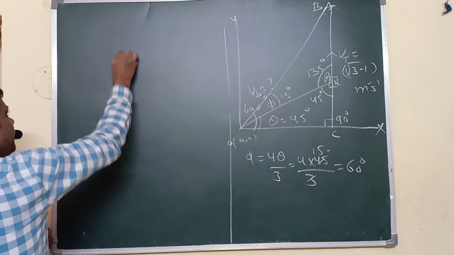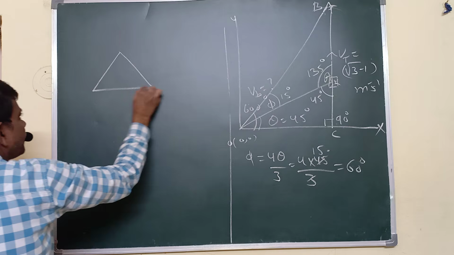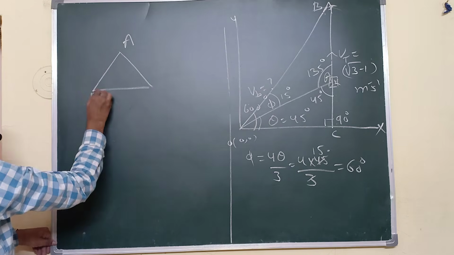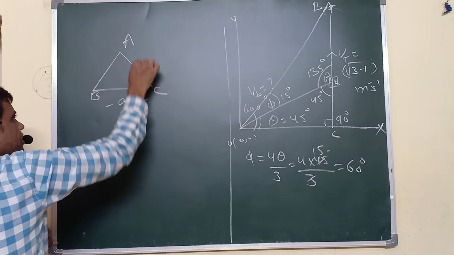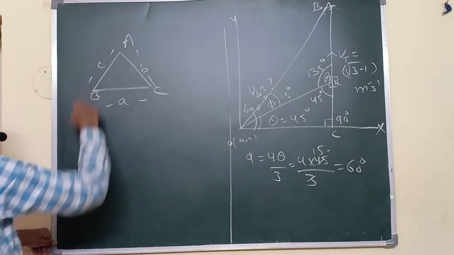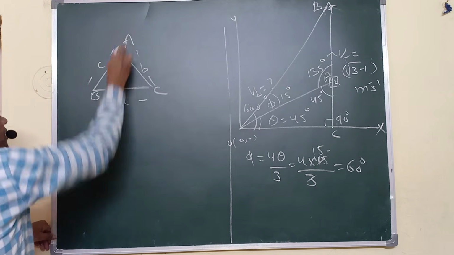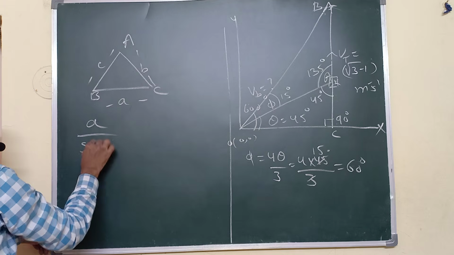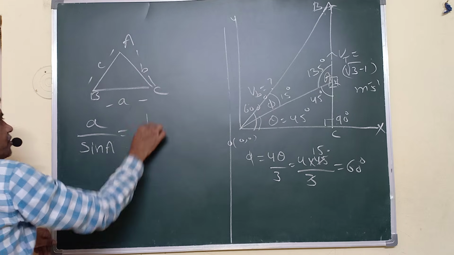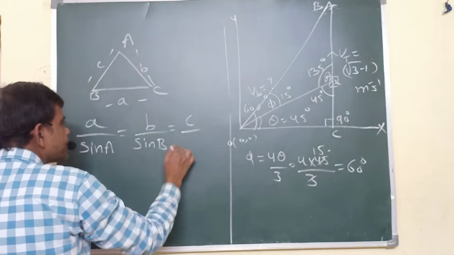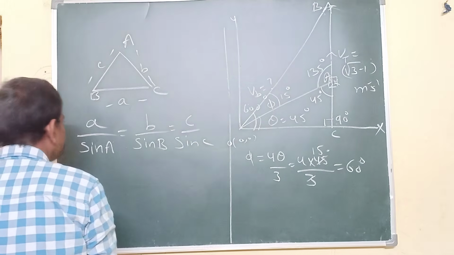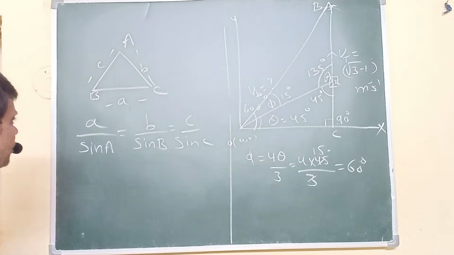For example, I am taking one triangle. This is A and this is B and this is C. Length of this side is A, length of this side is B, length of this side is C. So A by sin A equals B by sin B equals C by sin C. This happens. So this is the sine rule.